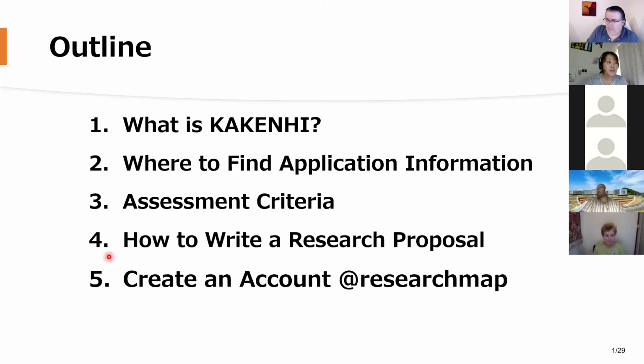Then I'll explain how to write a research proposal, focusing on the first 3 sections, which are the most important part of the application. In these sections, there are some factors that you should include to get a high score in the review. I don't know if I have enough time to see the successful examples in detail, but ideally, I want to show some samples both in English and Japanese.